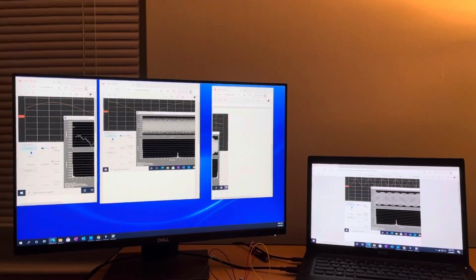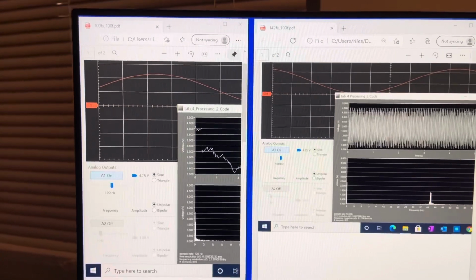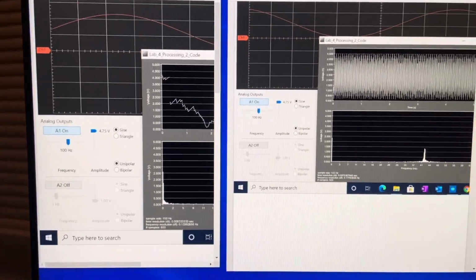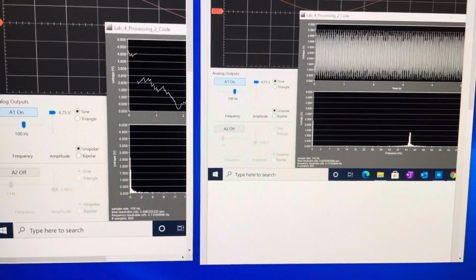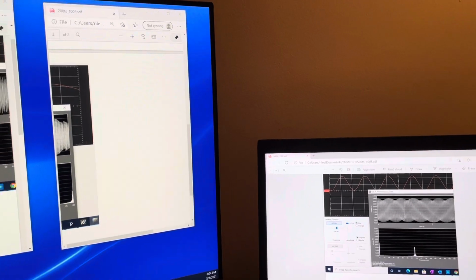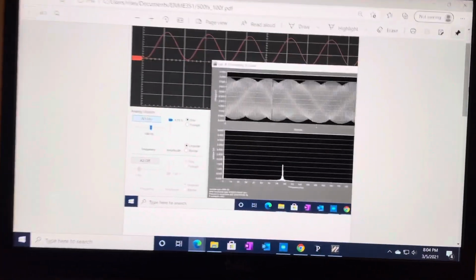Here are the results when f equals 100. For when fs is 100 and 142, they do experience aliasing. The peaks on these frequency graphs are not at 100. However, when fs is 200 and 500, there's no aliasing, as they both peak at 100.